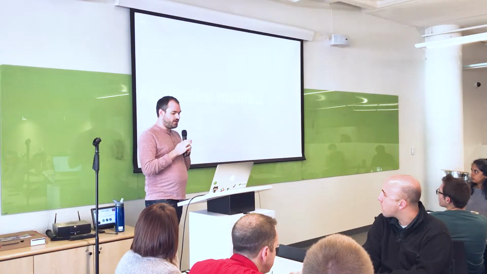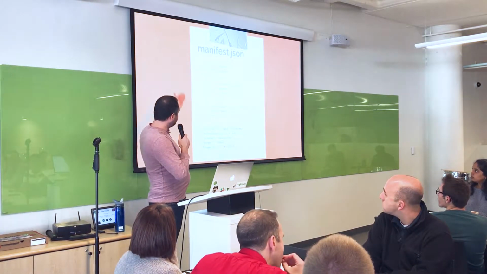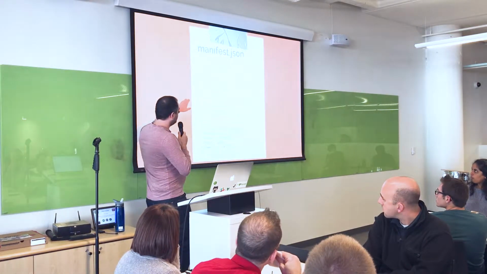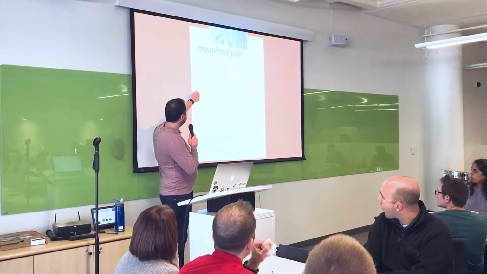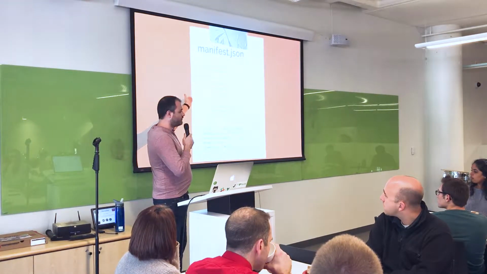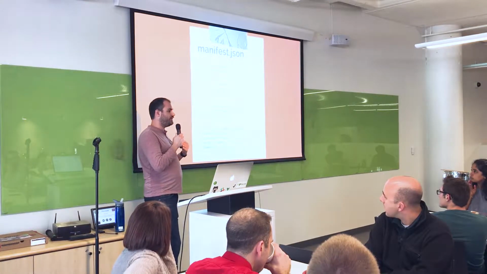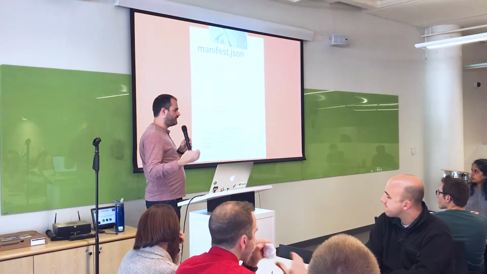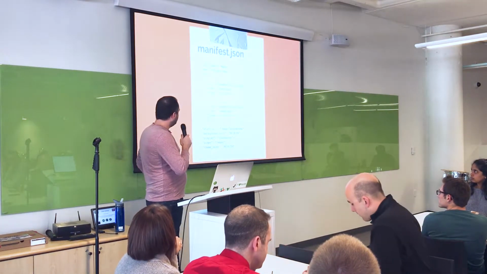We'll take a look at an example here, and you can see it's just a JSON file. I'll point out a few key properties of the JSON file here. The first being short name and name. This is an example from Google Maps. The short name property will be what gets rendered on your device's home screen when it becomes installed. The name is, of course, what the app is.